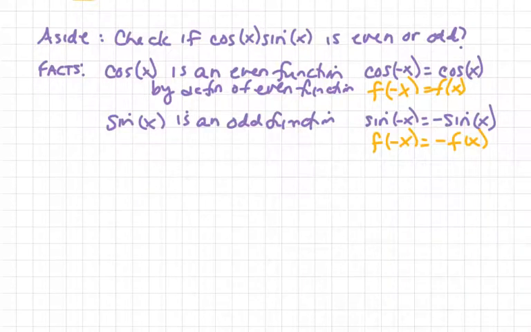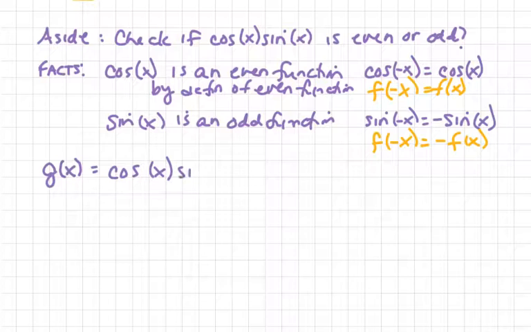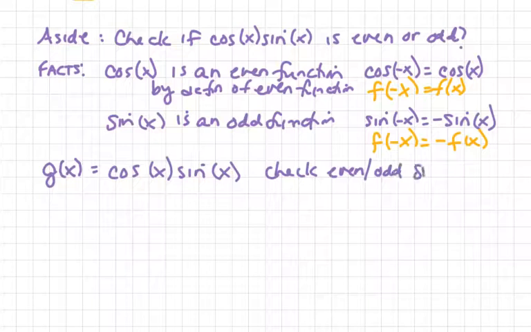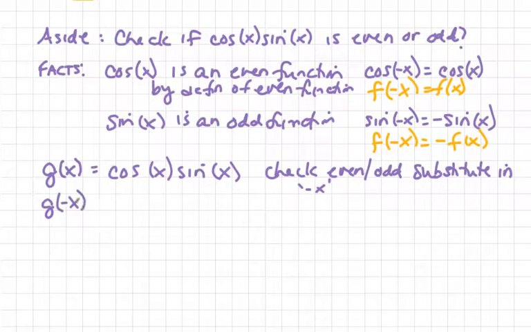Now we're going to look at the product of the two and try to discern whether that's even or odd. Let g of x equal cosine of x sine of x, and we're checking to see if it's even or odd. So in that check, we're going to substitute in negative x. G of negative x: wherever there is an x, you're going to replace it with a negative x.